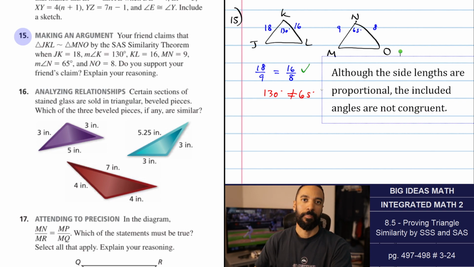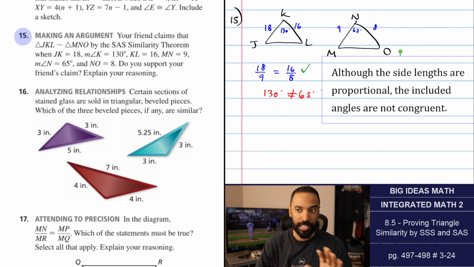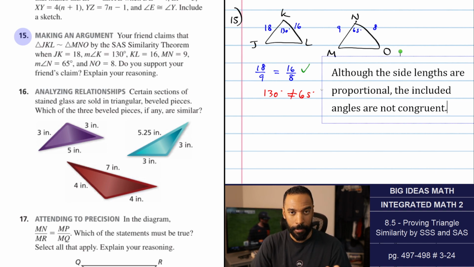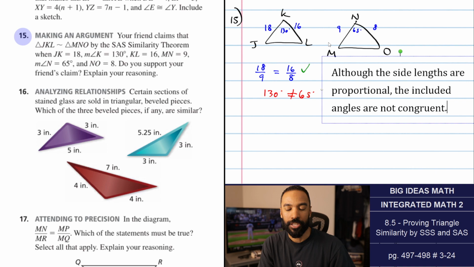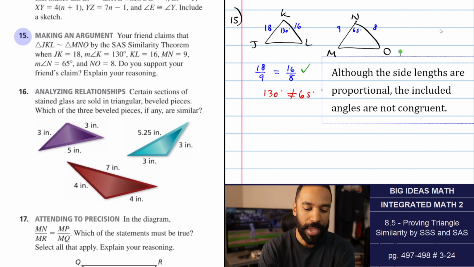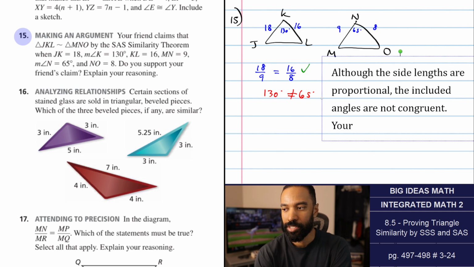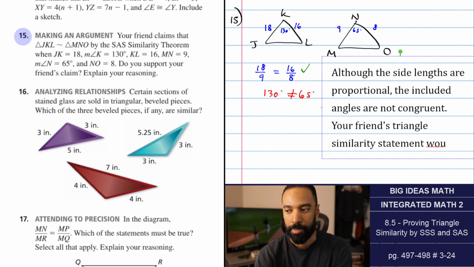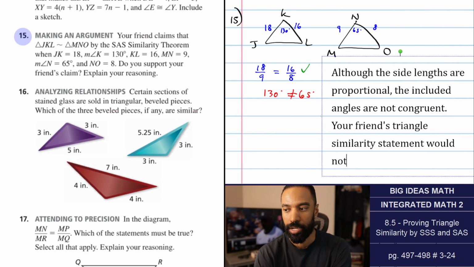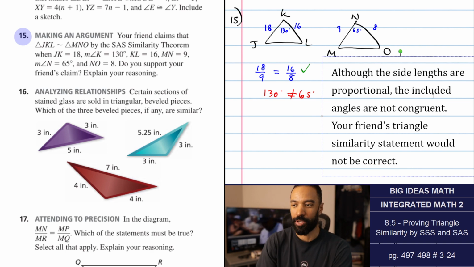Now, here's the thing. I might be overstepping by stating that it may be possible that these two triangles in some form could be similar. Maybe if you do 9's to 18, but maybe 8 needs to go over there. They need to correspond differently. But the triangle similarity statement your friend made would not be correct. That would be the exact opposite of what you'd want to say.